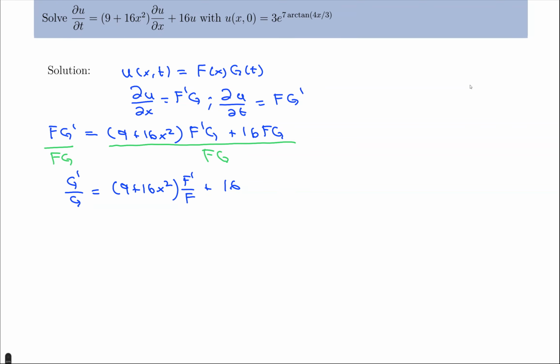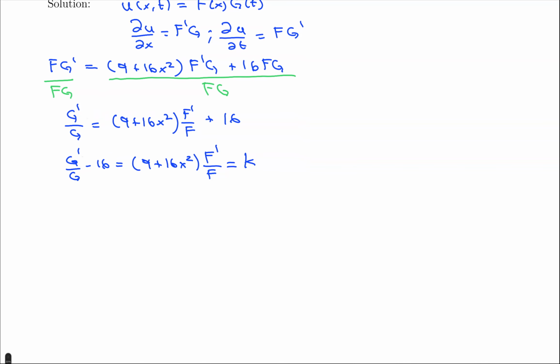Well, so to keep separating the variables, I'm going to move this 16 to the g side, that is g prime over g minus 16 equals 9 plus 16x squared times f prime over f, which equals, in this case, a separation constant that again we're going to call k. So at this point, we can already separate the two equations. All right, so let's solve the g equation. So g prime over g minus 16 equals k.